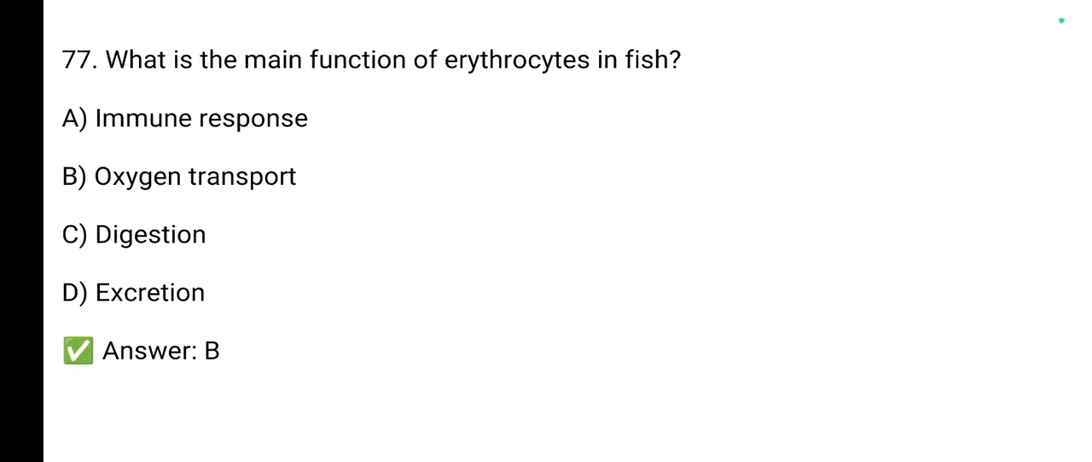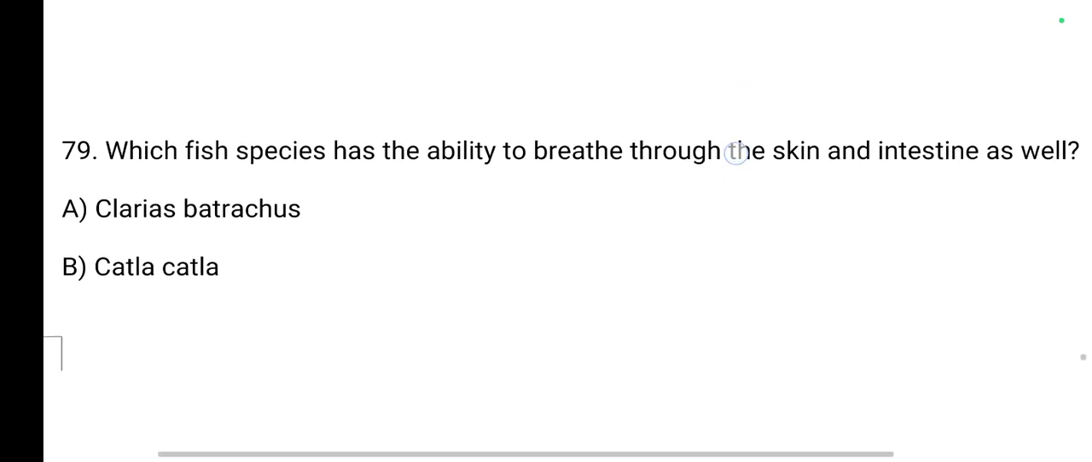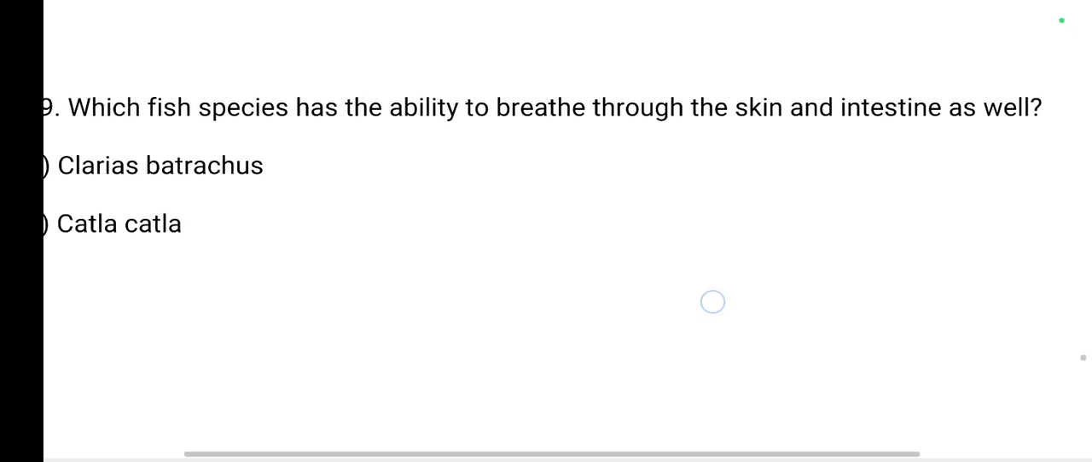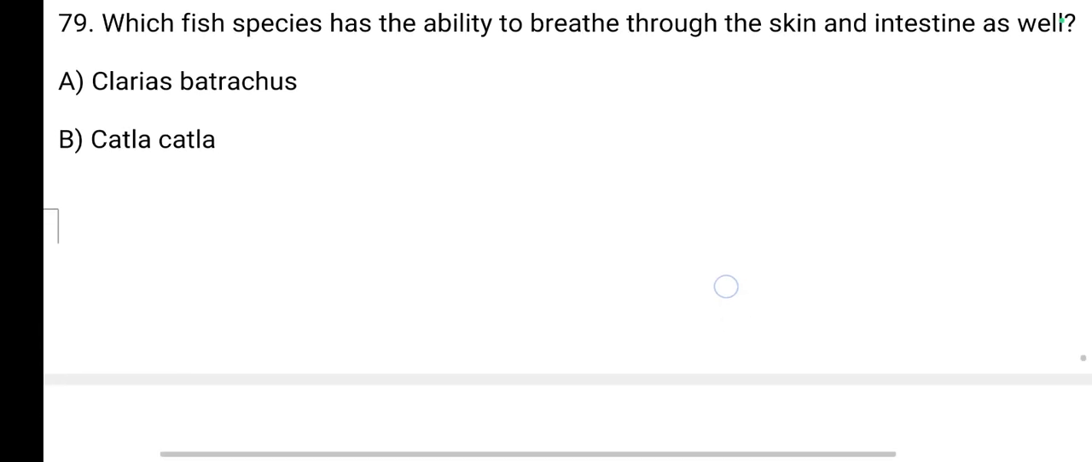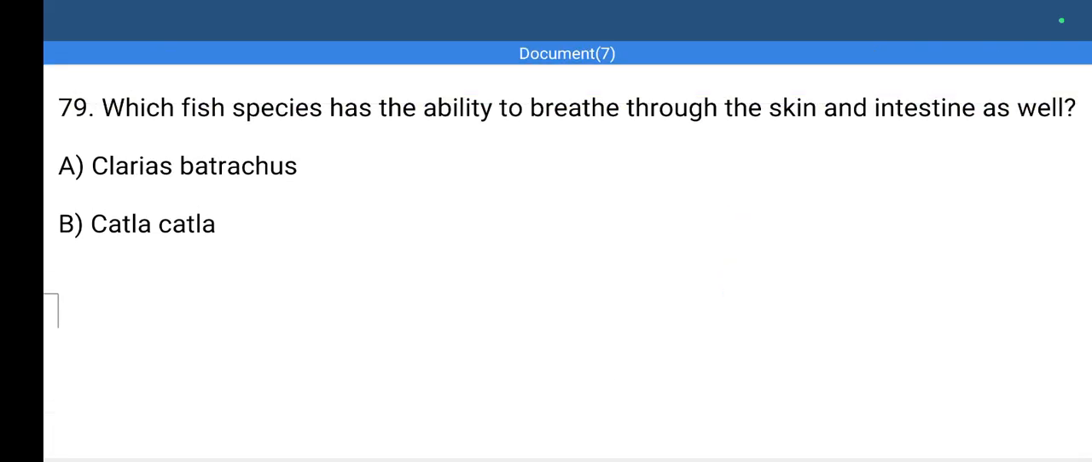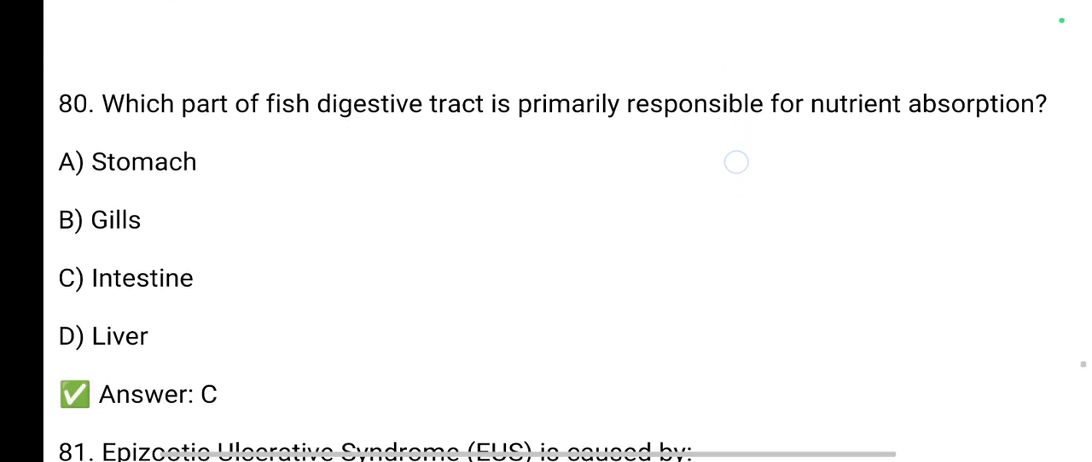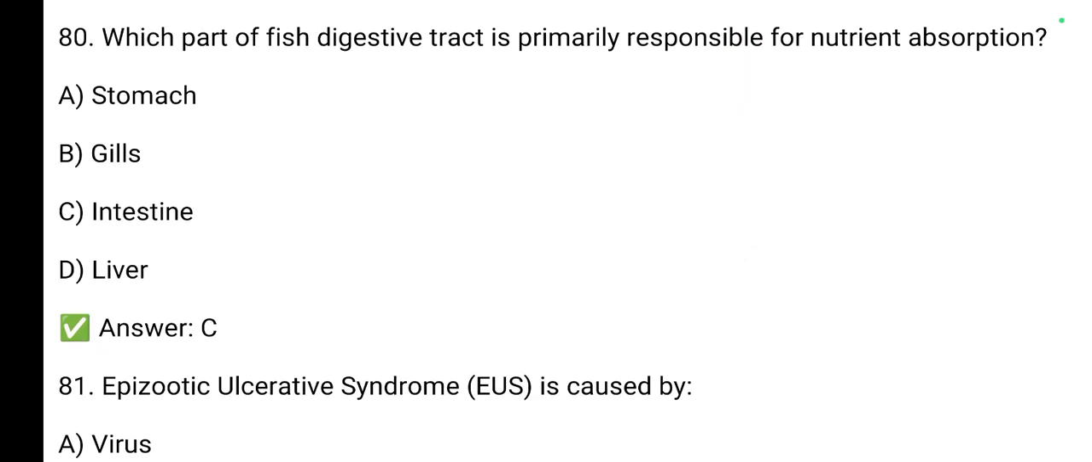What is the main function of erythrocytes in fish? So the answer will be oxygen transport. Melanophores in fish are chromatophores containing melanin. Which fish species has the ability to breathe through the skin and intestine as well? So the answer will be option A, that is Clarias batrachus. Magur. Okay.